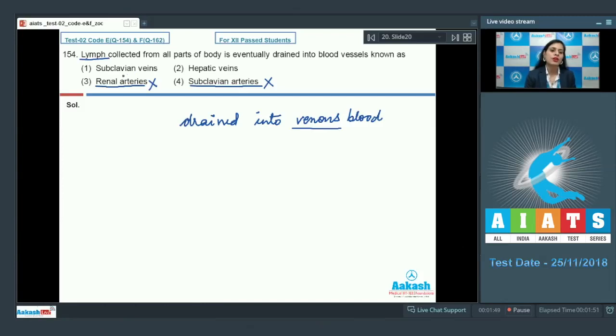And in between option number 1 and 2, that is subclavian veins and hepatic veins, it is option number 1 which is the correct answer for our question. Lymph from right thoracic duct will be drained into right subclavian veins, whereas lymph from left thoracic duct will be drained into left subclavian veins. Option number 2, that is hepatic veins, pour deoxygenated blood from liver into inferior vena cava. So the correct answer for this question is option number 1. Let's discuss our next question.